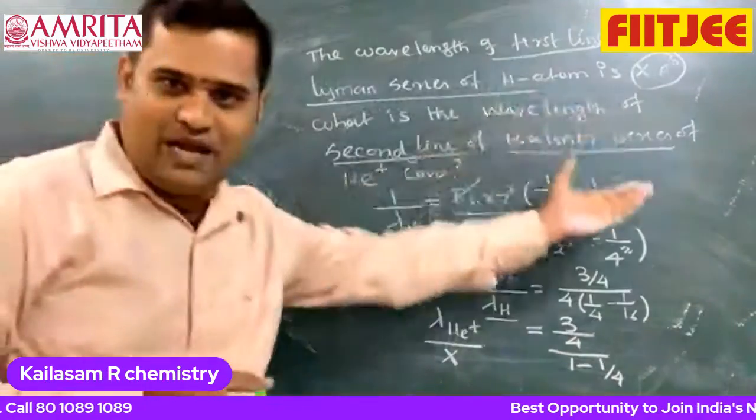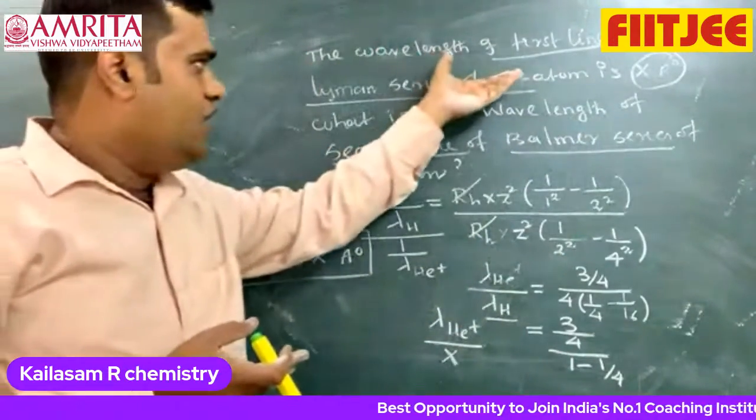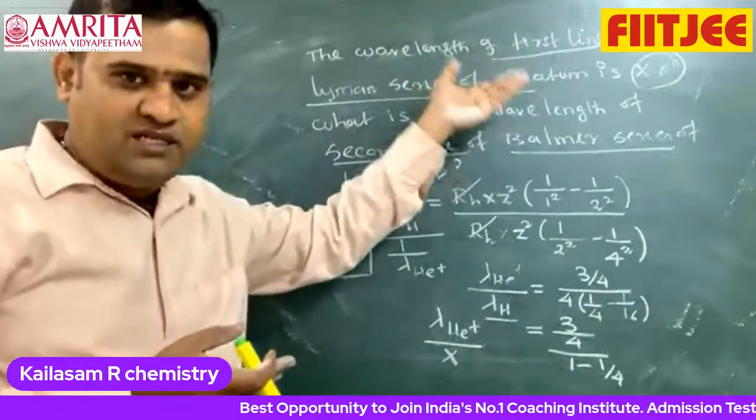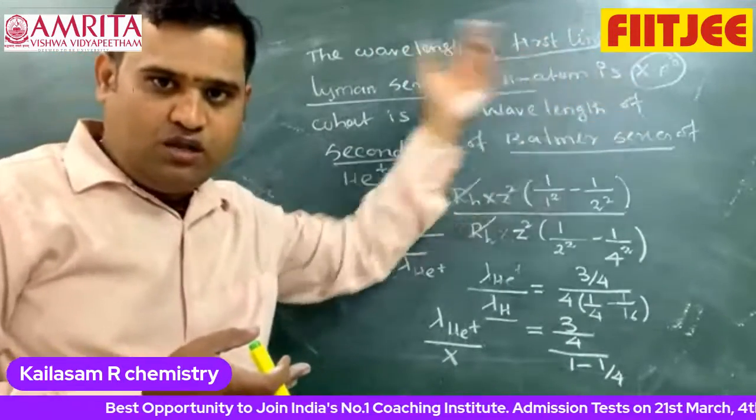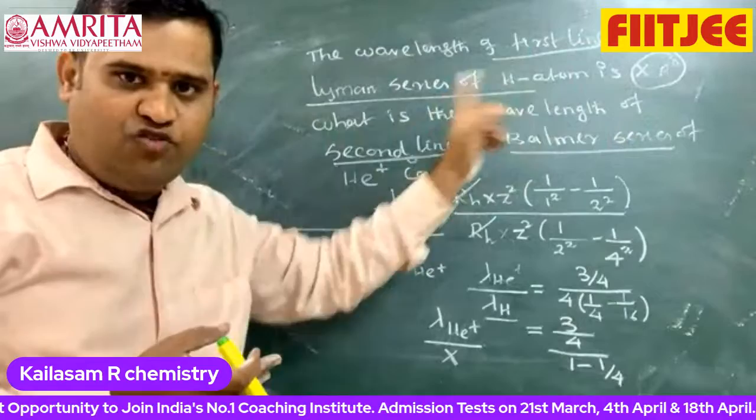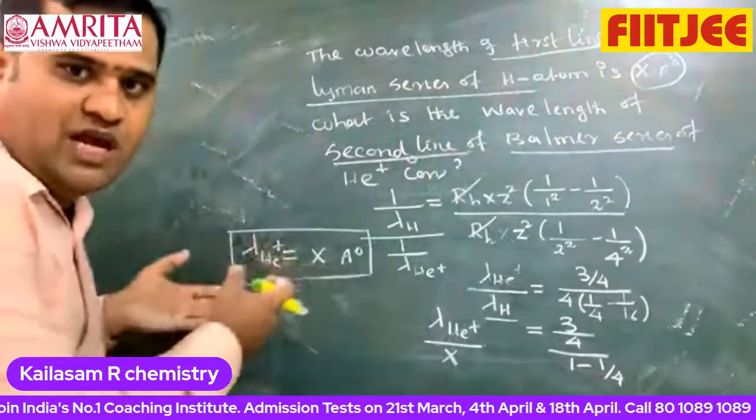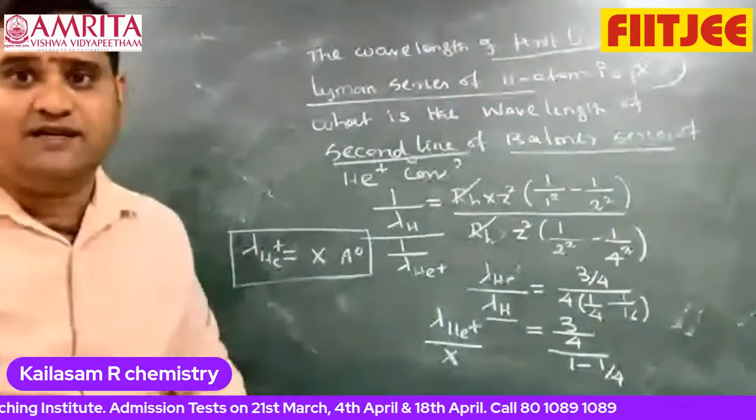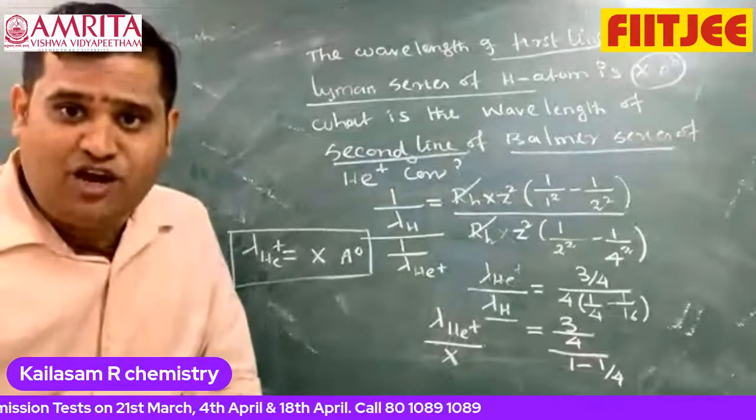Look at this. Repeating again. The wavelength of the first line of Lyman series of hydrogen atom is equal to the wavelength of the second line of Balmer series of helium plus. Both have the same wavelength is the correct statement. This is what they will ask you as a statement in the examination.